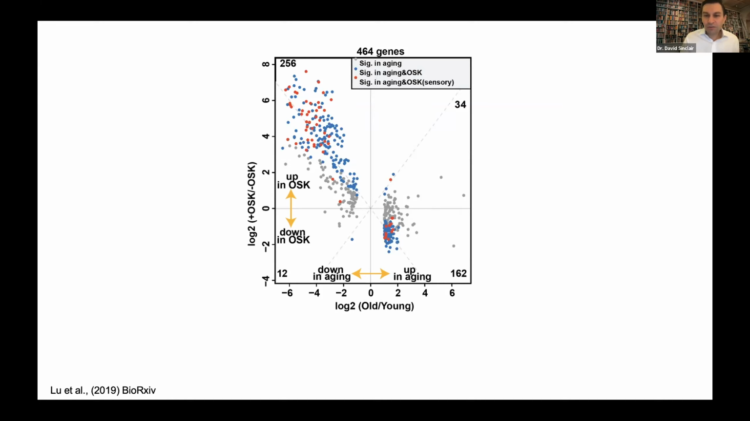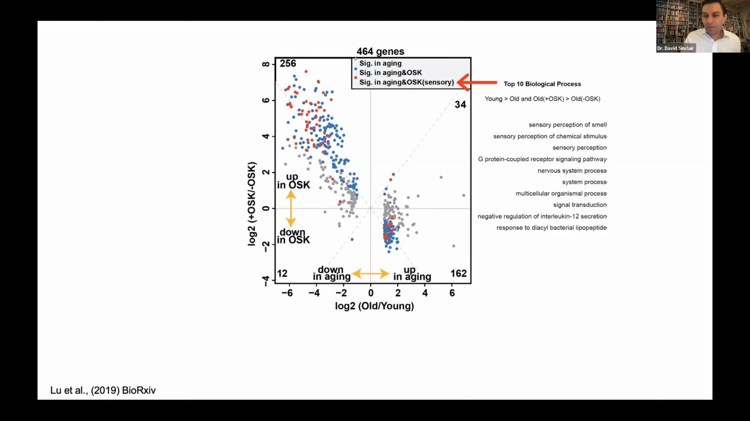They're involved in sensory perception. Why sensory perception and taste receptors in particular are changing in the eye, we don't know yet. But we just wanted to point out that this group is particularly interesting, and we're going to follow up on why these would change during aging.